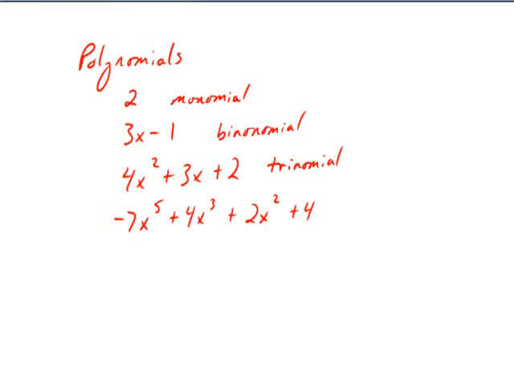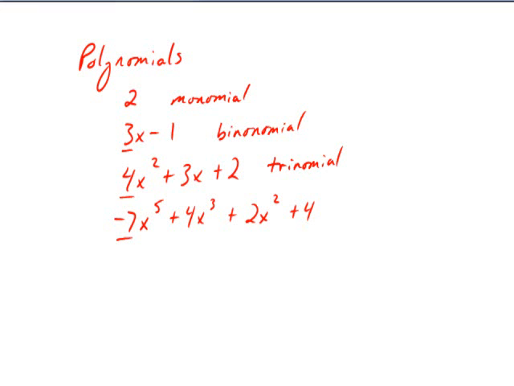In that way, we can look at the very first term, called the leading term, and look at the coefficient of the leading term. The coefficient of the monomial 2 is just 2. The leading coefficient of 3x minus 1 is 3. The leading coefficient of the trinomial is 4. And the leading coefficient of the last polynomial is negative 7. The term itself, like in the last example, negative 7x to the 5th, that is the leading term.